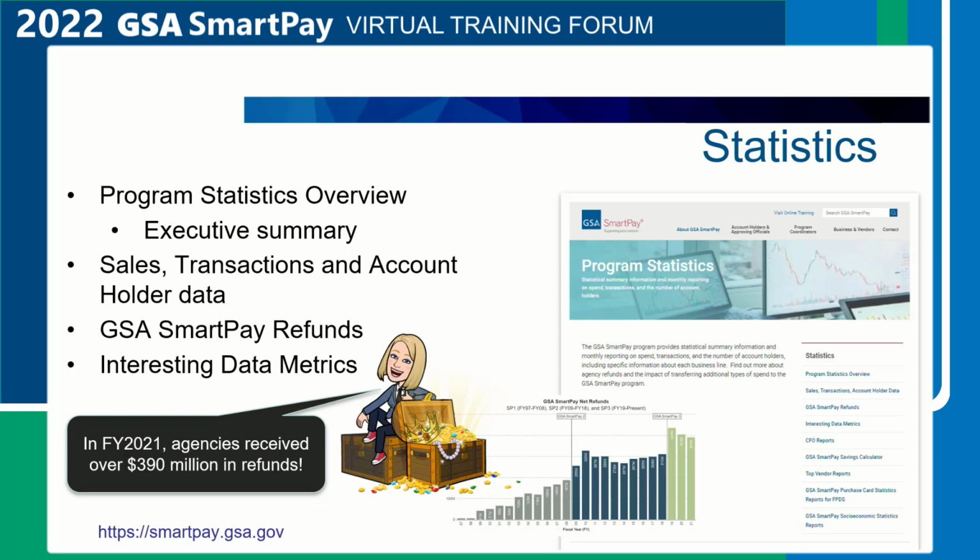Interesting data metrics are updated regularly and include statistical information chosen by GSA that we thought you might find interesting. Examples include travel spend by city, decreases in convenience checks each year, and the average spend per transaction by business line.